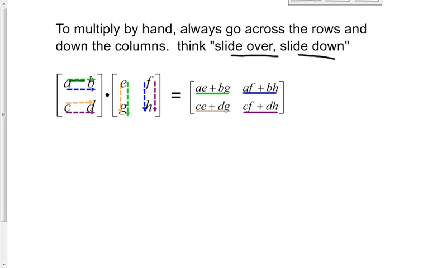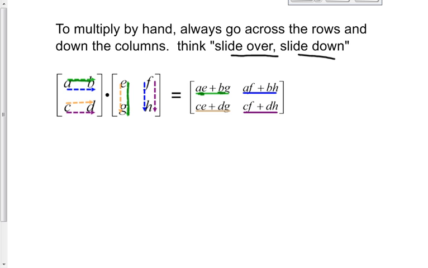We're going to go across this row, and we're going to multiply it by the numbers coming down the first column. We'll take the first entries in each matrix. Take A times E, written right here, A times E. Now, slide over and slide down. Multiply the B number times the G number. We need to add those together. That sum will give us the first entry of the matrix.